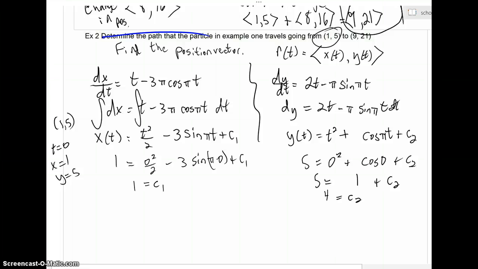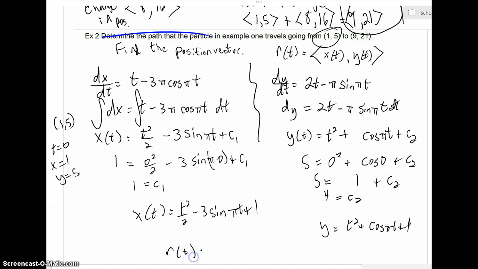So what exactly is my x of t? My x of t is t squared over 2 minus 3 sine of pi t plus 1. My y is going to be t squared plus cosine of pi t plus 4. And what about your position vector? Nicely write it in bracket form. t squared over 2 minus 3 sine of pi t plus 1, comma, t squared plus cosine of pi t plus 4. And we're done.